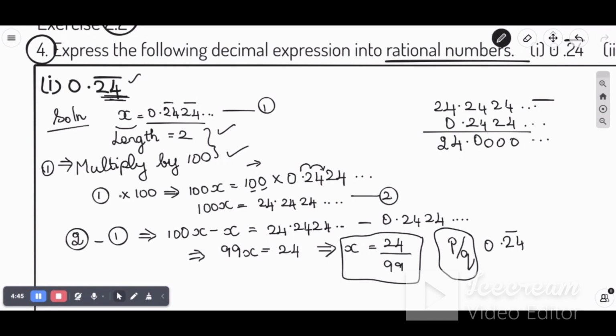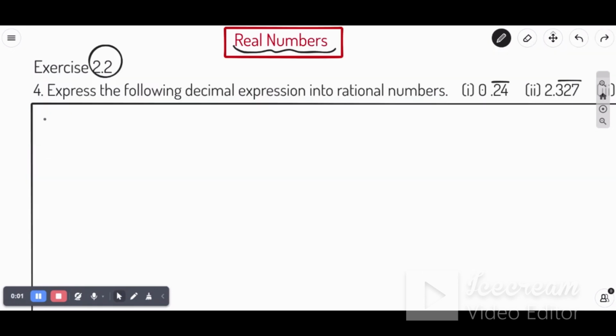Let's move on to the next question. So let's move on to our next question, which is 2.327 recurring. So let's start our solution. X is equal to 2.327, and let me write it one more time, 327, and it goes on. So let us take this as equation 1.